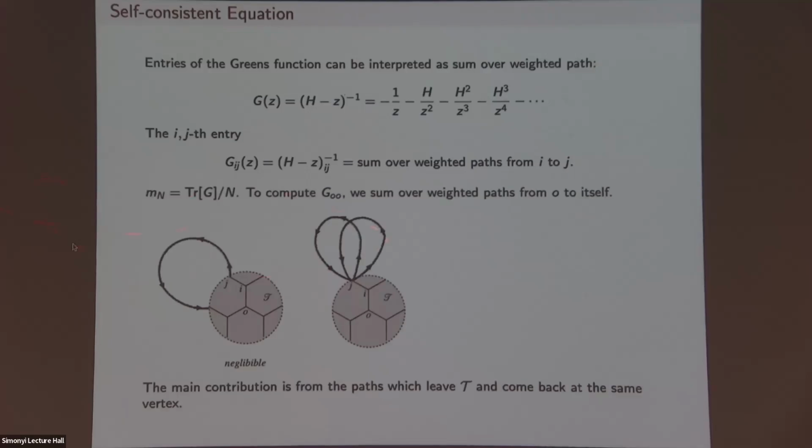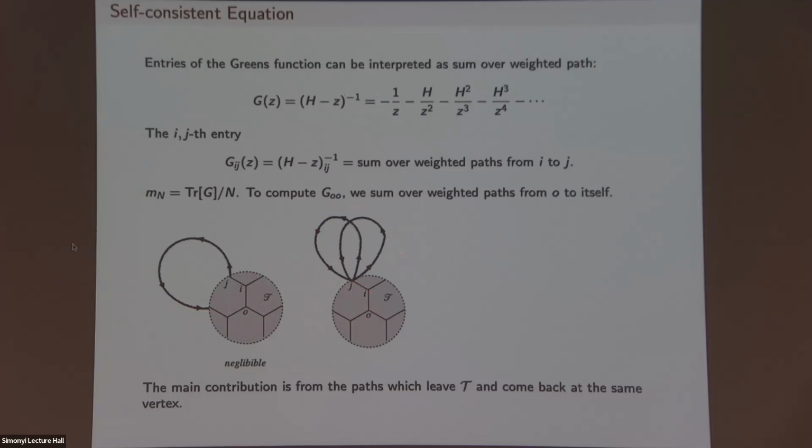Now we want to compute the Stieltjes transform Mn, which is given by the trace of the Green's function divided by n. Essentially, these are the Green's function on the diagonal entries. So we need to compute the Green's function like G_OO. If you interpret it as a sum over paths, you start from vertex O. Those paths may leave a large neighborhood, say of radius c log n, and come back at some other location, or you leave at vertex j and come back at the same location.